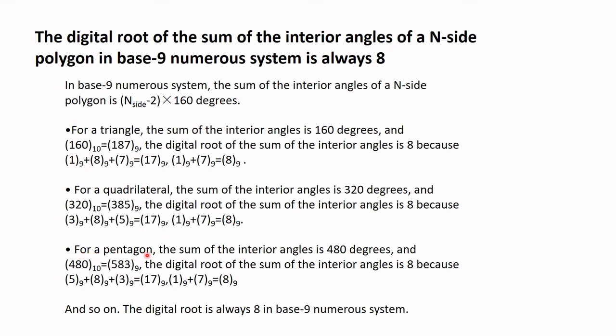For a pentagon, the sum of interior angles is 480 degrees, and 480 in decimal system is equal to 583 in base 9 system, and the digital root is 8, because we see here that 5 plus 8 plus 3 equals 17 in base 9 system, and 1 plus 7 equals 8 in base 9 system, and so on. So the digital root is always 8 in base 9 numeral system.